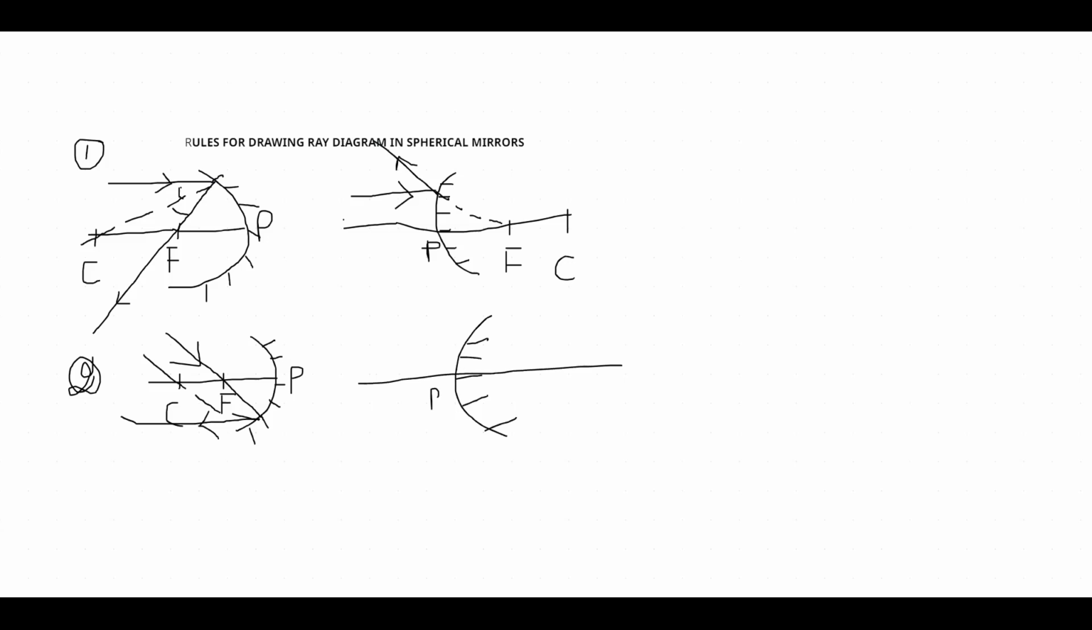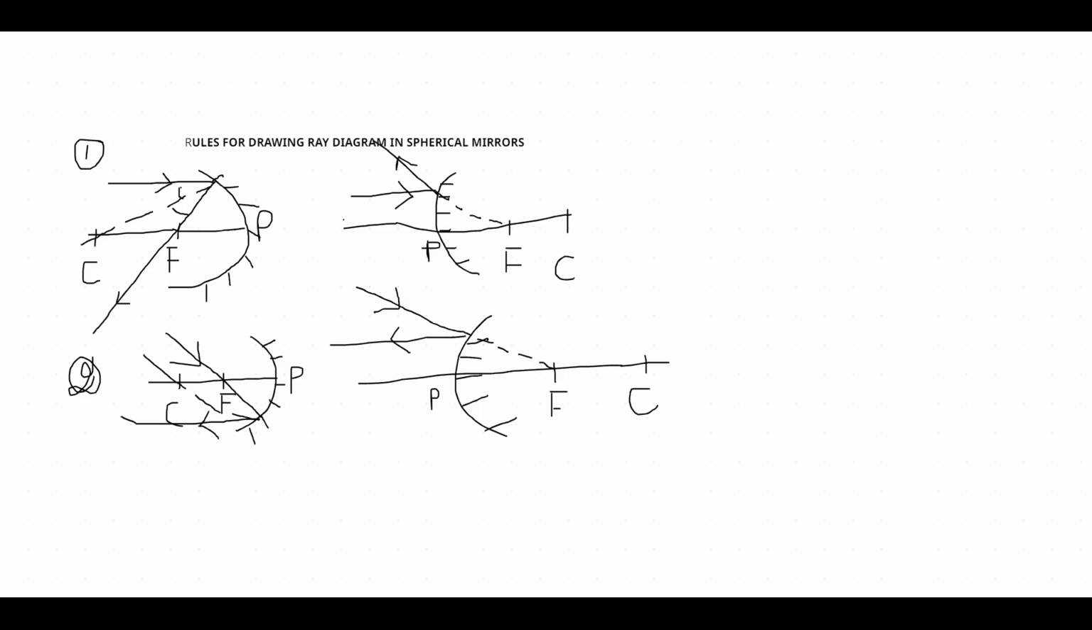And make sure that whenever you're marking these points, the distance between P and F should be equal to the distance between F and C. Okay. So a ray of light is coming like this. It will go till focus with the help of a dotted line. When it is going to strike the mirror, it will become parallel to the principal axis like this in case of the convex mirror. I hope this is clear.